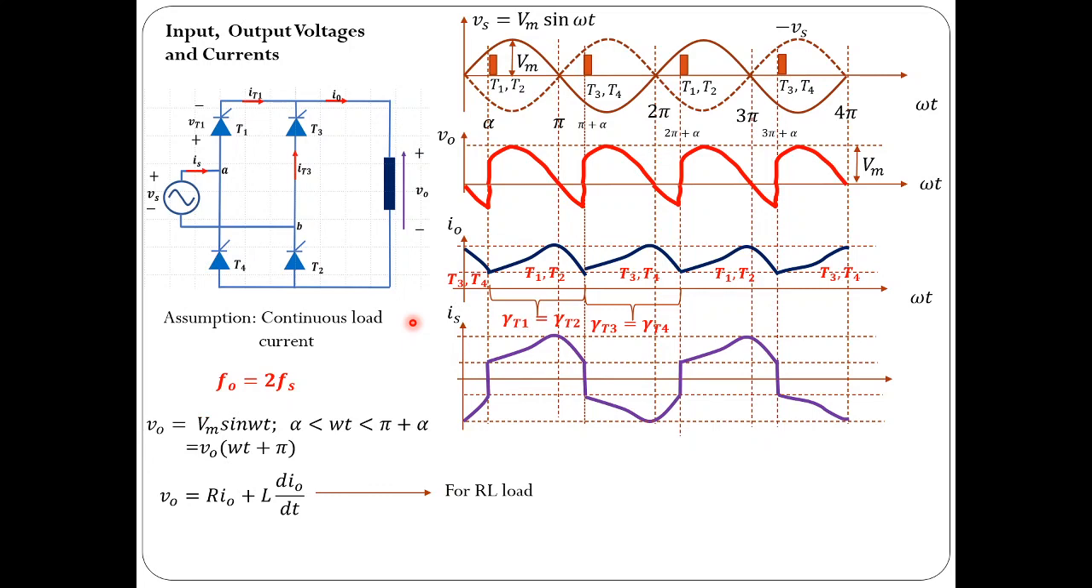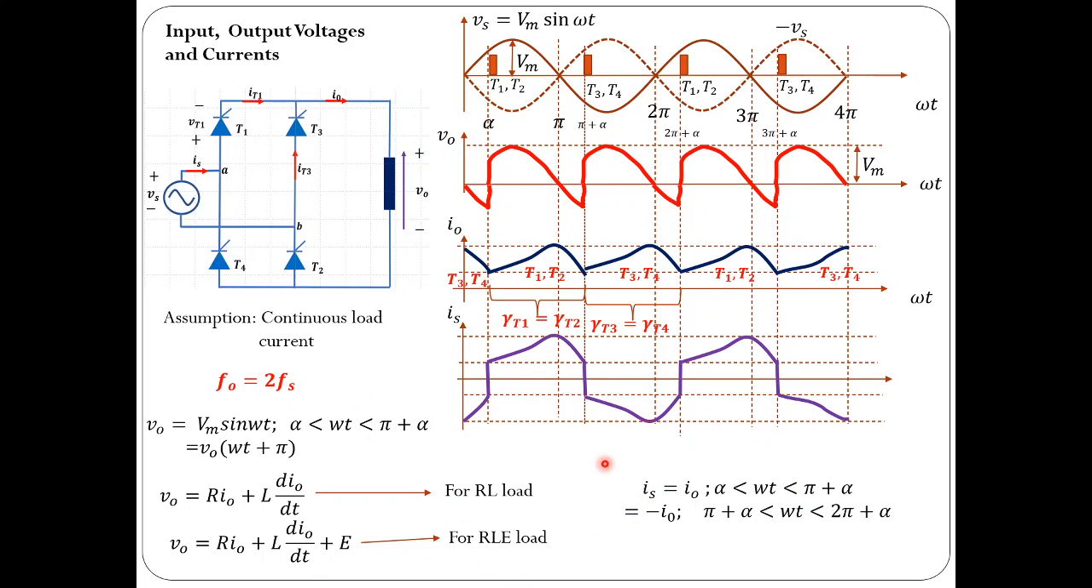Let us see. Now let us see the V0 value. V0 is equal to Vm sin omega t from alpha to pi plus alpha, right? And the same thing will repeat every pi radians. Coming to the load current expression, in order to find the load current expression, we have to solve this equation, that is, V0 is equal to R into I0 plus L into di0 by dt plus E in case of RLE load. In case of an RL load, E is equal to 0. Put E equal to 0 and solve this expression. And if you know the minimum value and maximum value of the output current, you can use them as initial and final conditions. You can solve this differential equation in order to obtain the mathematical expression for the output current.